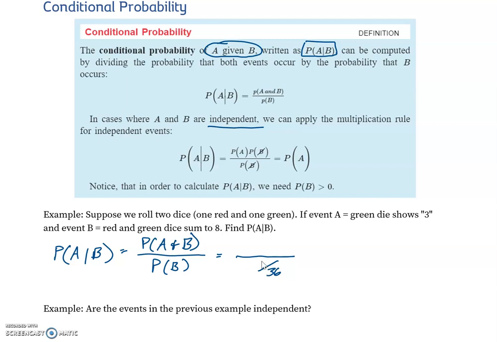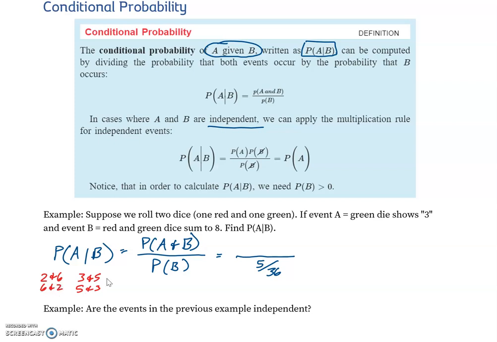It turns out that 5 of them do, and we can run through those for ourselves to keep in mind what they look like. We could get 2 and 6, 6 and 2. We could have 3 and 5, 5 and 3. Again, because they're different dice, we need both orders there.